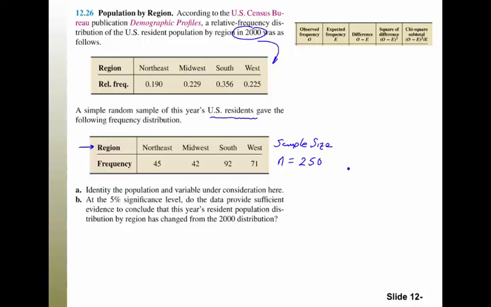So you can build a table, and then I'll show you the chi-square chart in a second. Okay, anybody have a question?